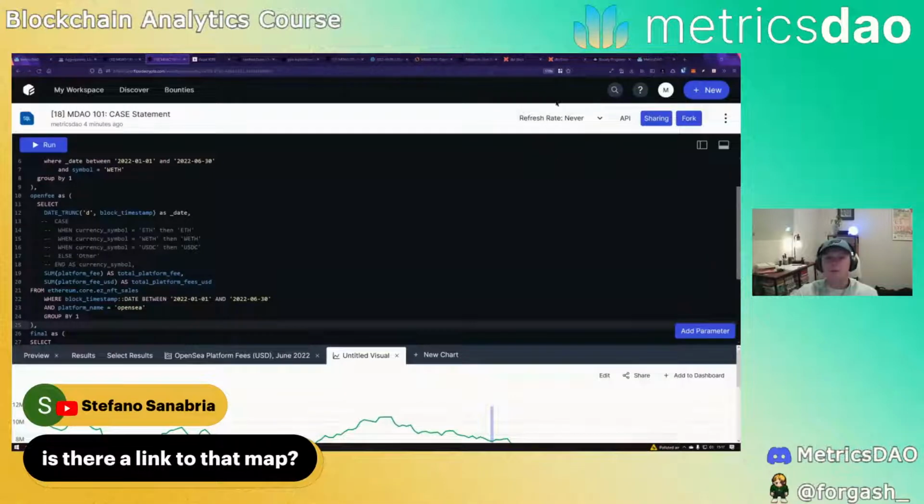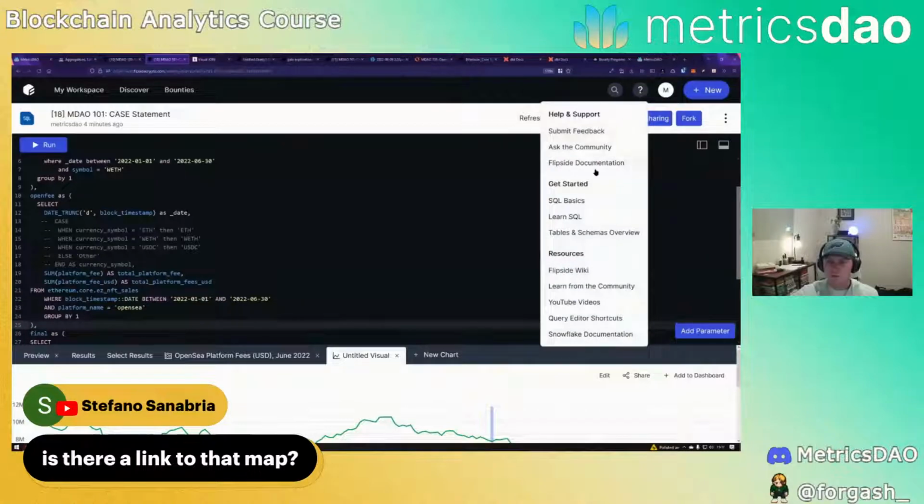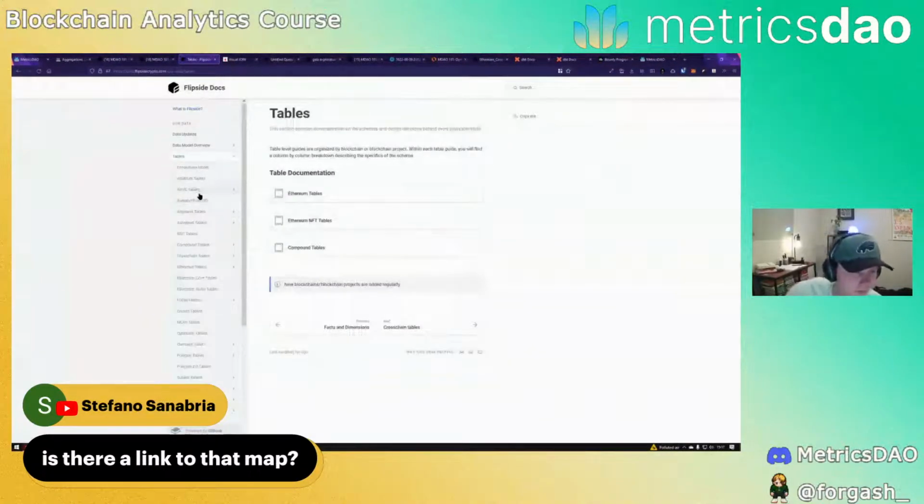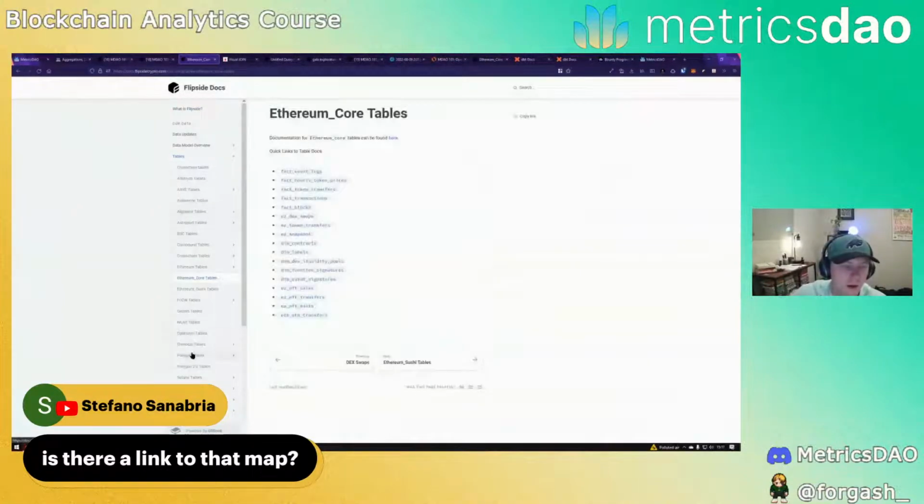Is there a link to that map? Yes. So if I'm here in the Flipside editor, Flipside documentation, go to the tables. We are in Ethereum core. So all the general documentation is going to be in here, where it'll direct you to that.